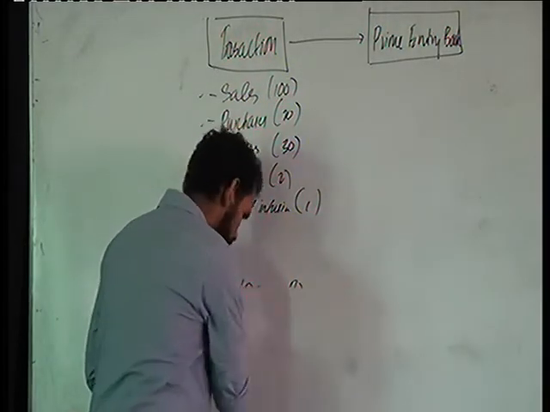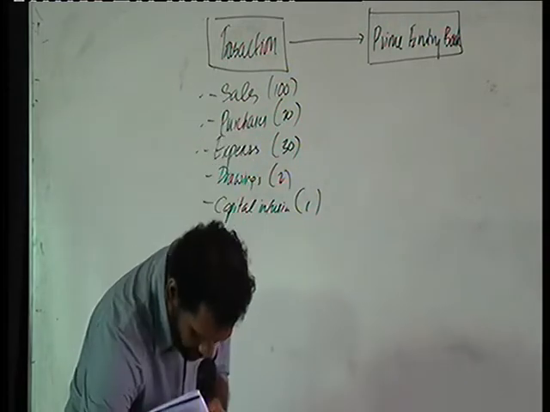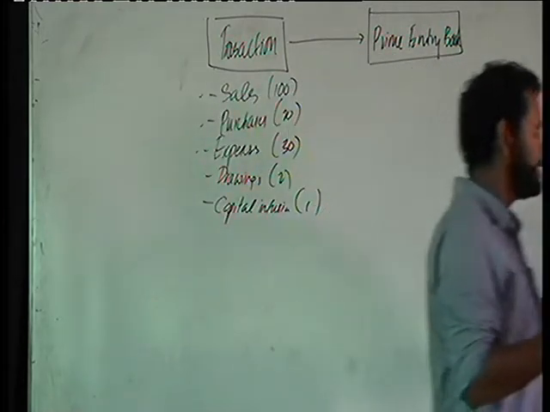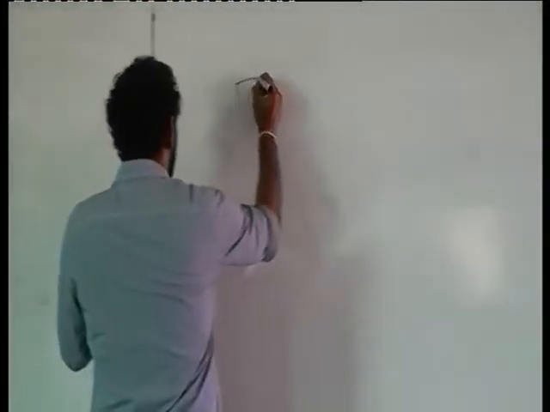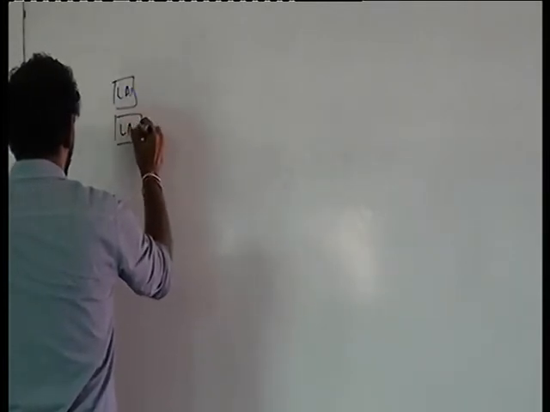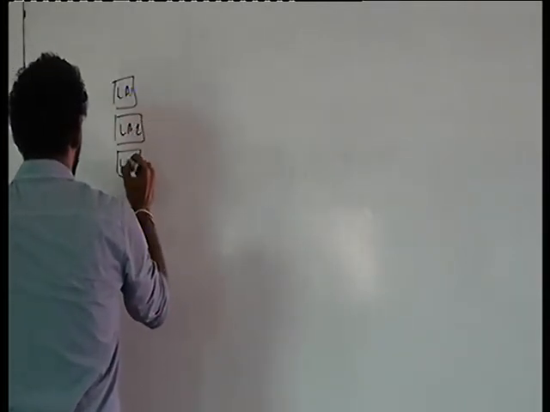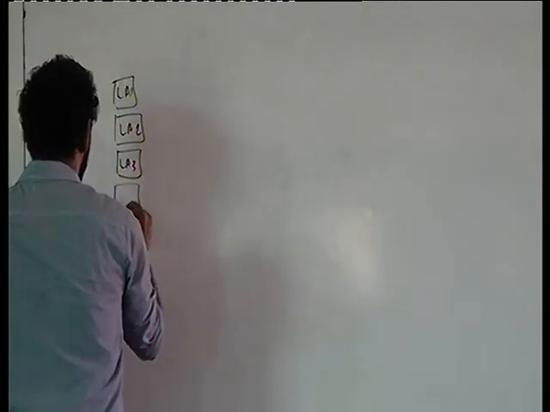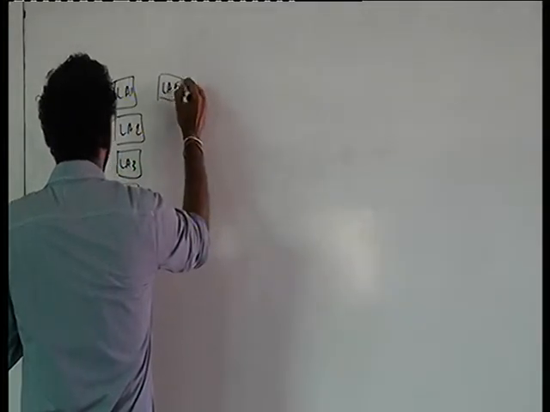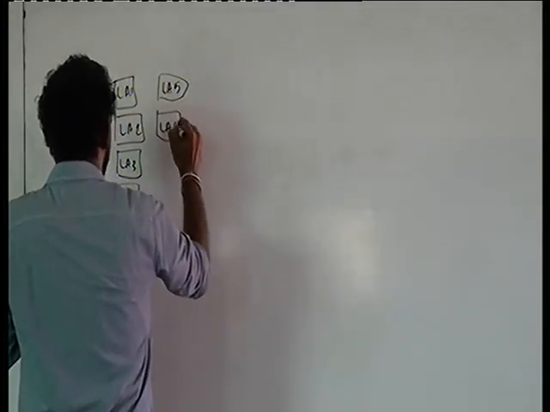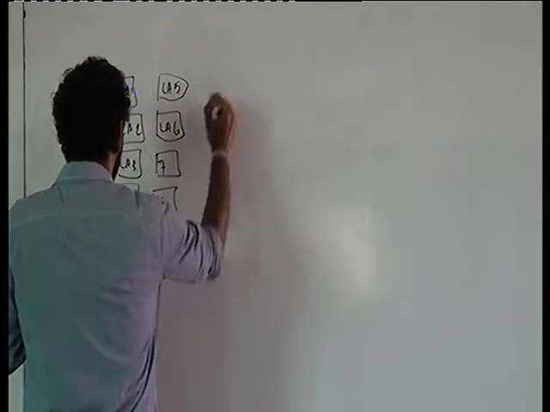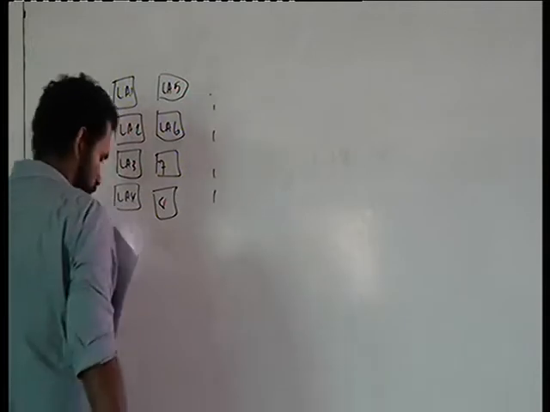Now we'll see, likewise, we have different types of ledger accounts. So these individual ledger accounts: ledger account 1, ledger account 2, ledger account 3, ledger account 4, ledger account 5, 6, 7, 8, likewise. There could be a number of ledger accounts.